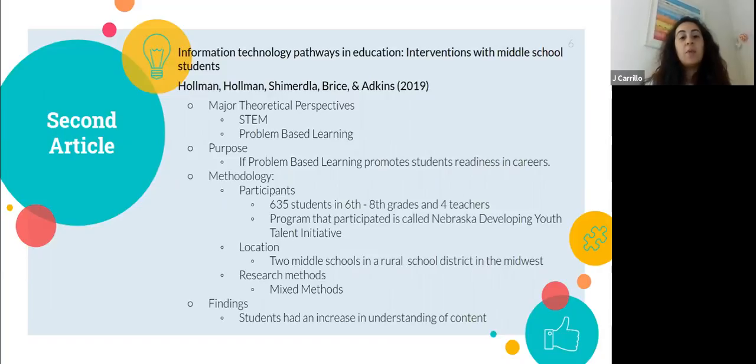The other theoretical perspective that they used was problem-based learning. They defined problem-based learning as a way to teach lessons using real-world problems and using the students' funds of knowledge to answer these issues or problems.